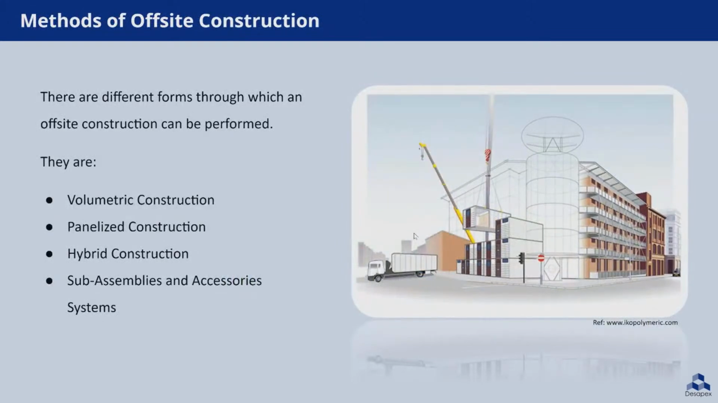There are different forms through which offsite construction can be performed. They are volumetric construction, panelized construction, hybrid construction, and sub-assemblies and accessory systems. Let's look at the volumetric construction.